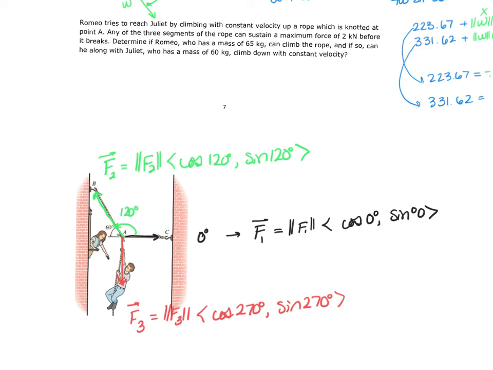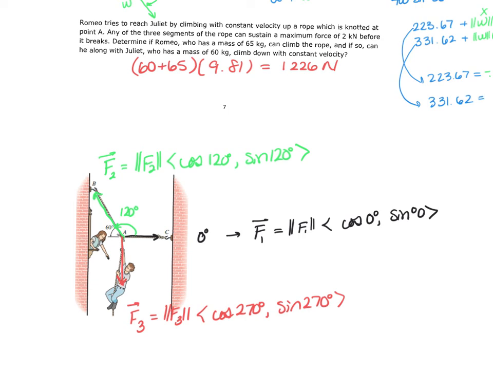They tell us that Romeo has a mass of 68 kilograms, and Juliet has a mass of 60 kilograms. So we need to figure out what their weight is, because that'll be the force. To find their weight, we take their combined mass and multiply by gravity, making sure that we are in the metric units. And I end up with 122.6 newtons.